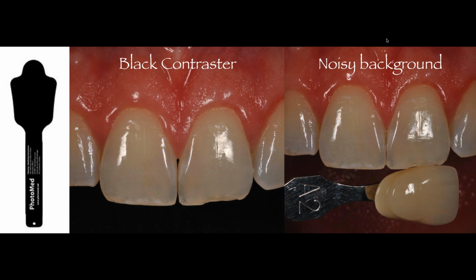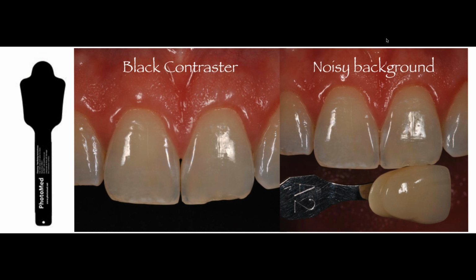Now, you see these two photos. It's the same patient. One photo with the contrastor, the other photo without the contrastor. What do you notice? See the amount of noise in the background? Because we have the tongue, everything is in the background. If you look at the left photo, we're just focusing on those two centrals. And basically, I am focusing on that fractured incisal edge that I want to restore for this patient.